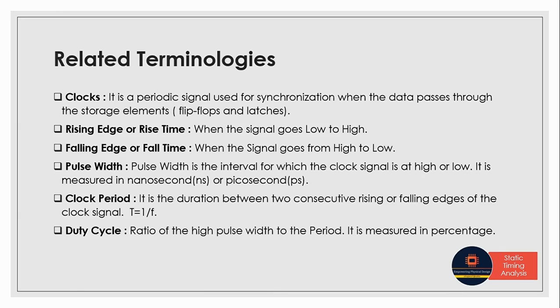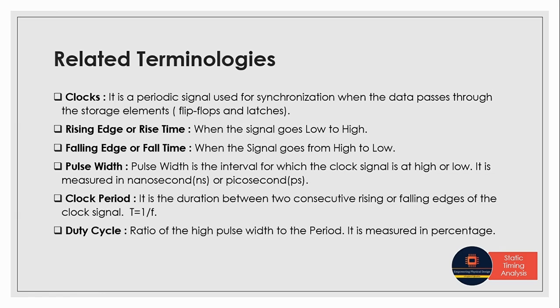Next is pulse width. A clock period, we know, is divided into times, right? There are different cycles. A clock period is divided into times when the clock stays at high or low state. Pulse width is the amount of time that the clock is staying at high or low. So it is basically that particular interval for which the clock signal stays at high state or low state, and it is measured in nanoseconds or picoseconds.